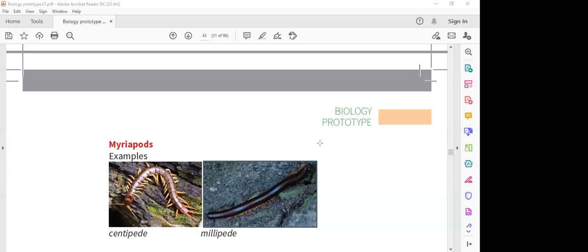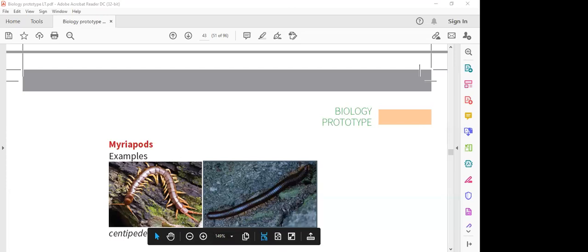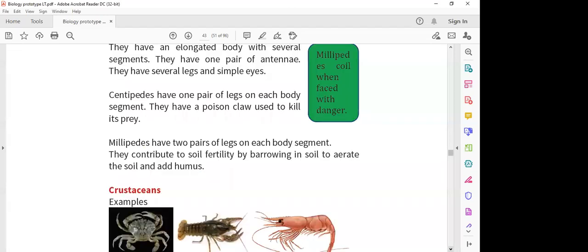Okay, we have noted the millipedes can coil when faced with danger, which does not happen with the centipede because they have a poisonous claw which they use to kill their prey. Now, the two pairs of legs on the millipede make it a slow mover. We talked about that. If legs are many, then it means it can move a little slower compared to the centipede. However, these millipedes are very important in the soil where they live. One, because I've told you how they are herbivorous.